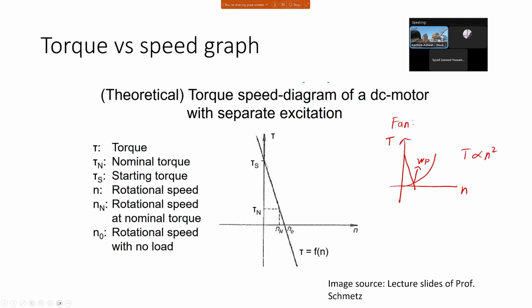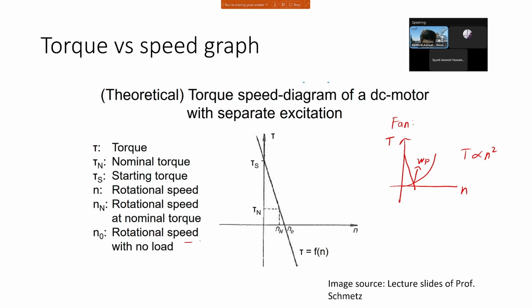Okay. So here Ts is the starting torque. It looks higher than nominal torque. Yes, it is. But compared to the wound field motor of similar construction and same voltage supply, the starting torque is lower. Tn is the nominal operating point, like this is the nominal RPM, nominal torque. As you go to higher RPM, the torque goes all the way to 0. And that n0 is the rotational speed with no load. It's called ideal speed.